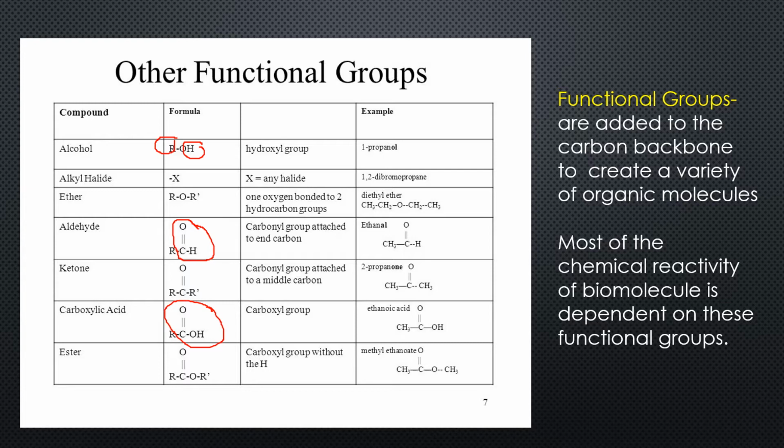And then we can also add basically the carboxyl group without the H. That creates an ester.